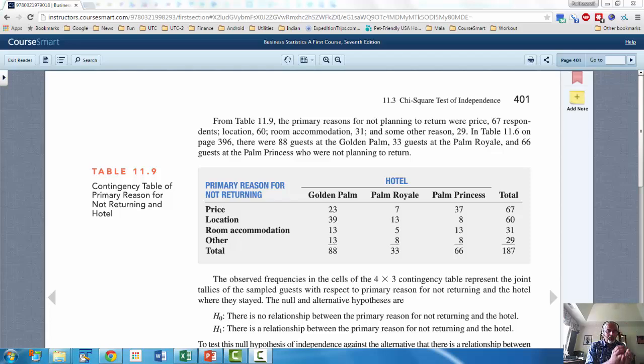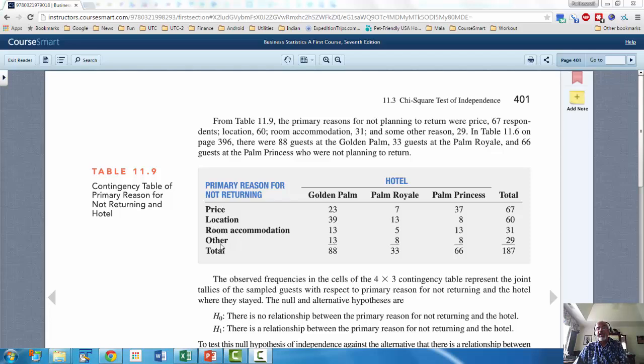Okay, so now you want to look at those people who say that they're not going to come back, and then you look at what is the reason, why are they dissatisfied. So primary reason for not returning has 1, 2, 3, 4 possible reasons. So the row categorical variable is reason for not returning. The column categorical variable is the hotel. So you have 187 randomly selected guests who have expressed a dissatisfaction with the hotel, and here are the observed frequencies in terms of the reasons given.